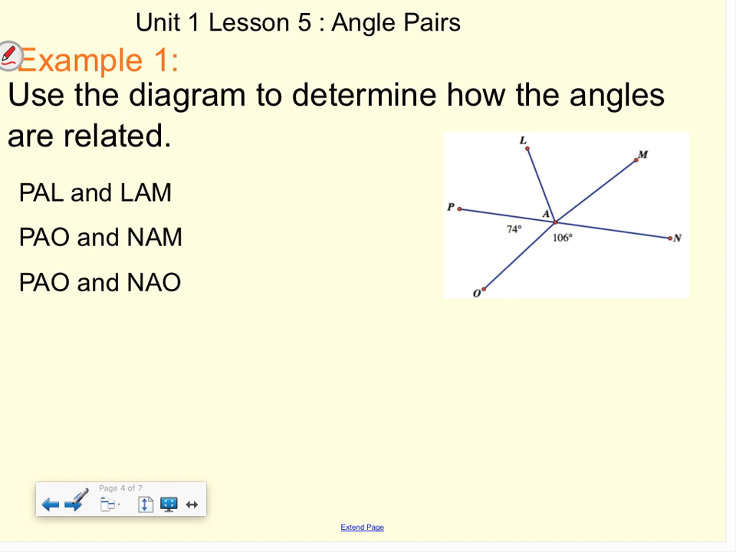All right, so moving on to some examples. Again, not going to be too earth-shattering today. Number 1, use that diagram to determine how the angles are related. So we've got angle PAL, that'd be this one, and LAM, that's this one right here. How are those two related? Well, they do share a ray, and so these are adjacent.